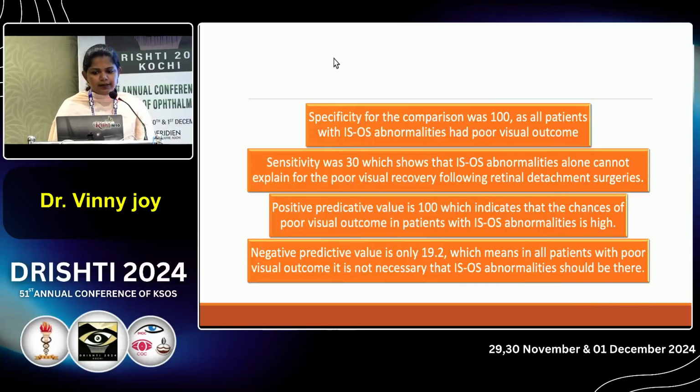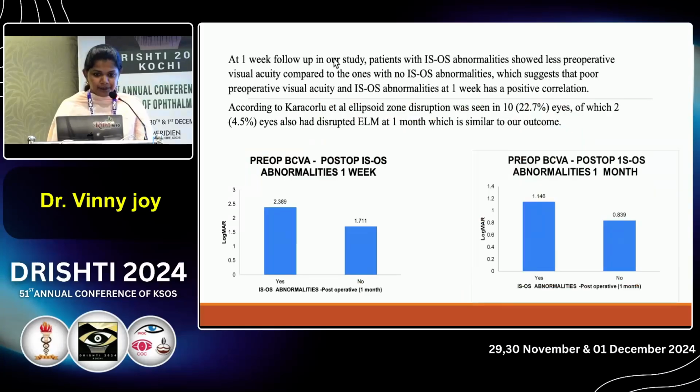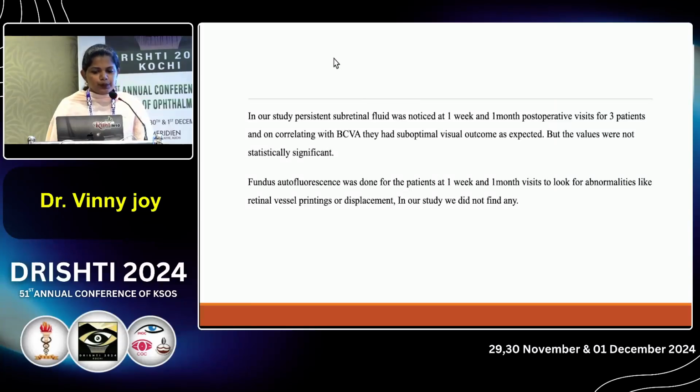Specificity for the comparison was 100, as all patients with ISOS abnormalities had poor visual outcome, but the sensitivity was less. Similarly, positive predictive value was also 100, which indicates that the chance of poor visual outcome in patients with ISOS abnormality is high. At 1 week follow-up in our study, when we compared the preoperative visual acuity with the ISOS abnormalities, it suggested that poor preoperative visual acuity and ISOS abnormalities at 1 week also have a positive correlation. Persistent subretinal fluid was also noticed at 1 week and 1 month visits, and it was also correlating with their best corrected visual acuity. We couldn't find any fundus autofluorescence findings.